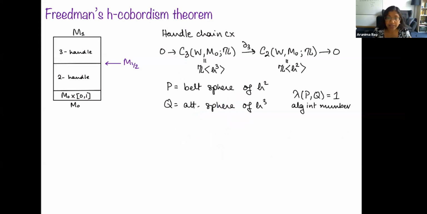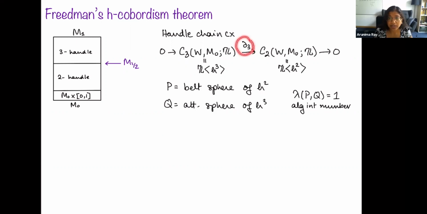We know that this is an H cobordism. So if we look at the handle chain complex for the relative homology, I only have 2 handles and 3 handles, so it's extremely simple. C3 is generated by the 3 handle, in which case we have only 1. And similarly, C2 is generated by that 2 handle. And because I have an H cobordism, I know that there's no relative homology. So this map delta 3 has to be particularly simple.